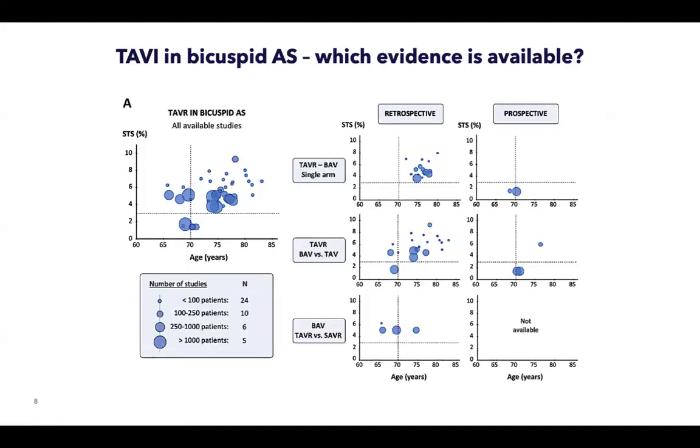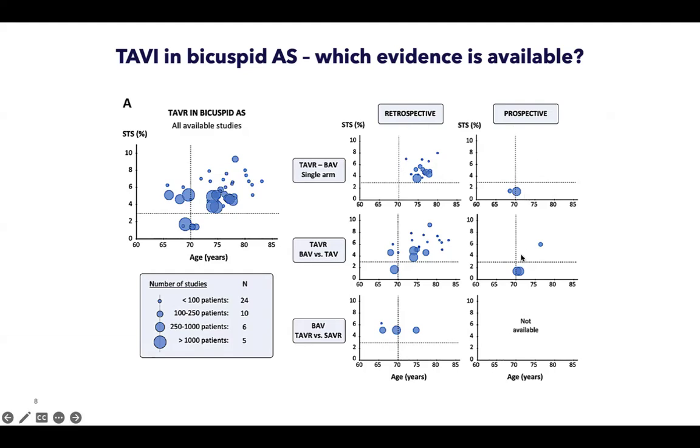On the other hand, before I continue on this whole chapter on bicuspid, I have to tell you that there is unfortunately disappointingly little literature or data or evidence of TAVI in bicuspid. This is a summary we made. We looked at what kind of studies with how many patients. There is both retrospective and prospective data of TAVI in bicuspid or TAVR in bicuspid. And you see most of the data available, unfortunately, is only retrospective data.